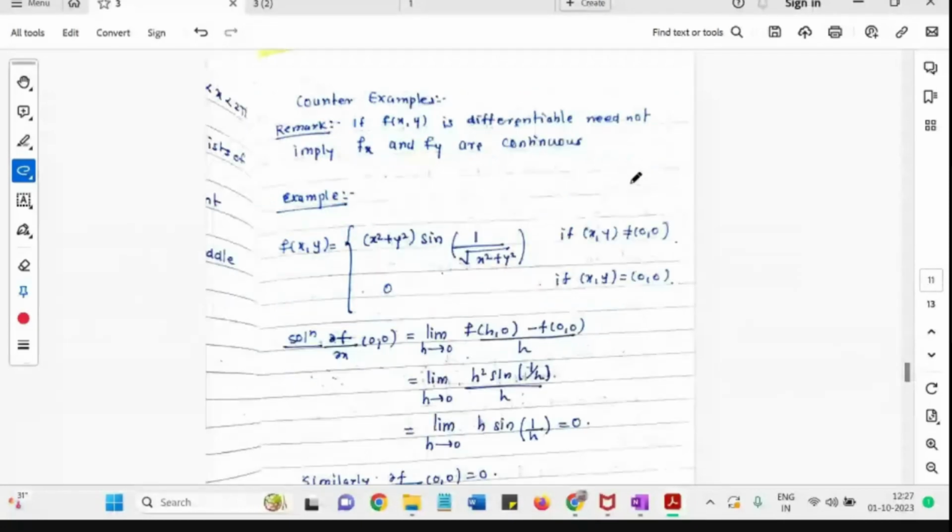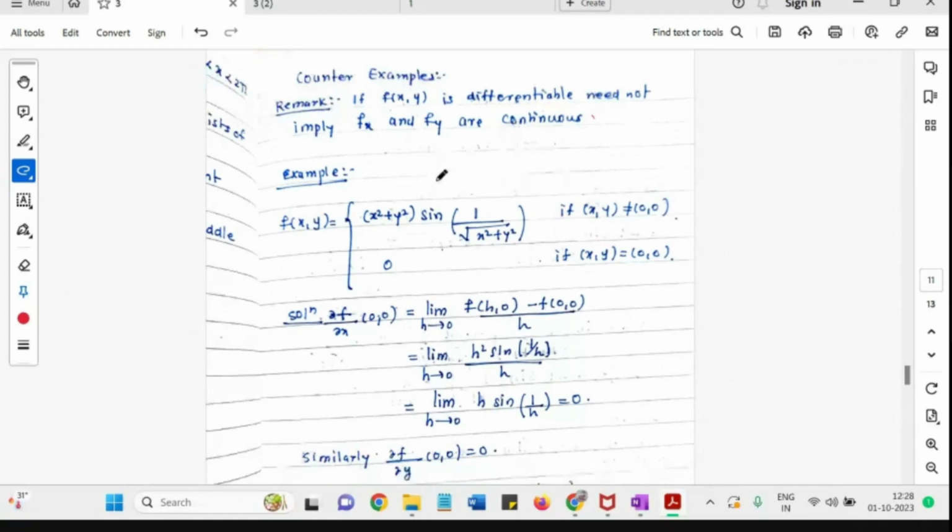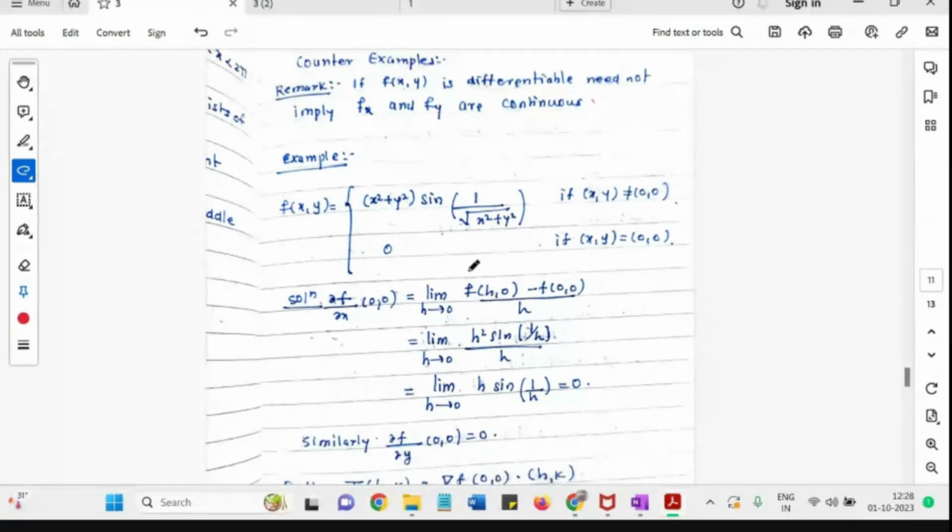Okay, now answering the question which was asked by one of your friends: if the function f of x is differentiable, f_x and f_y need not be continuous. The differentiability of the function does not imply the continuity of the partial derivatives. Here is an example, and you have one very beautiful example in the JAM paper which I have shared.